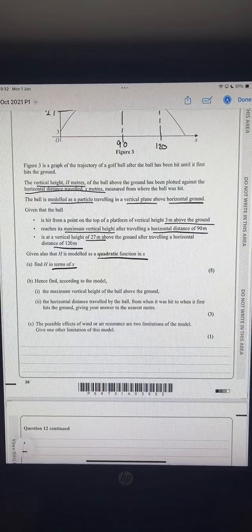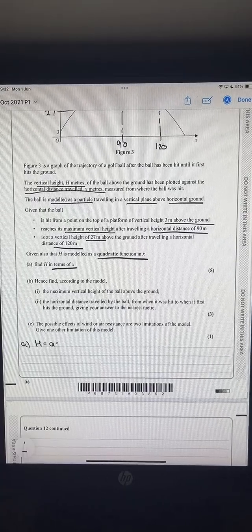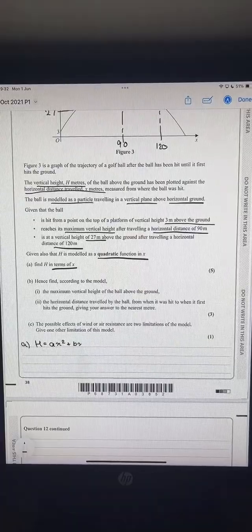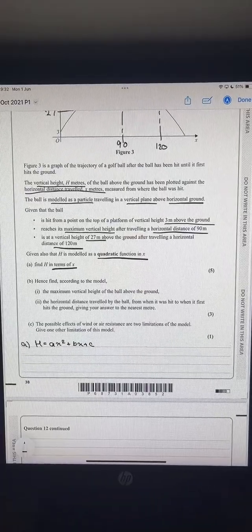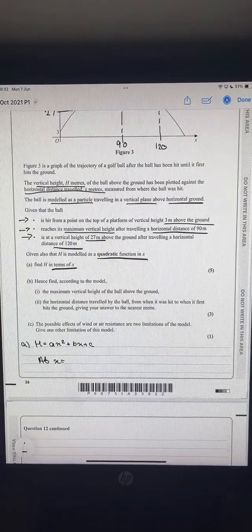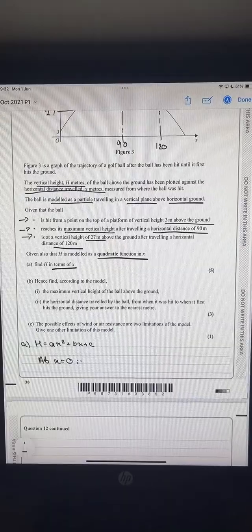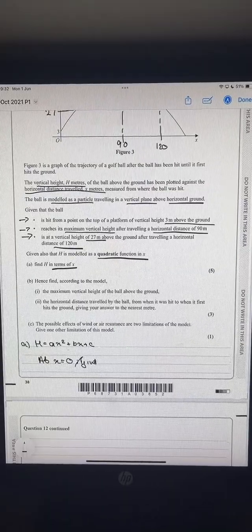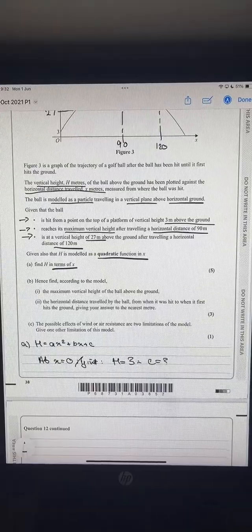I will show you 2 of the ways. So we know that h is going to be equal to ax squared plus bx plus c because it's a quadratic, and then just use each of the facts they give you. So at x equals 0, the y-intercept, we know that h is equal to 3, therefore c is equal to 3.